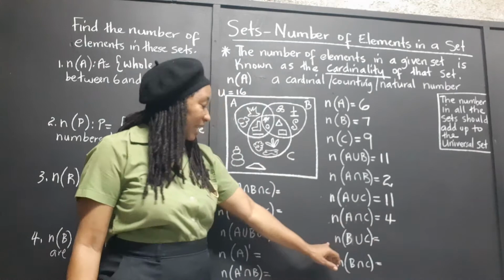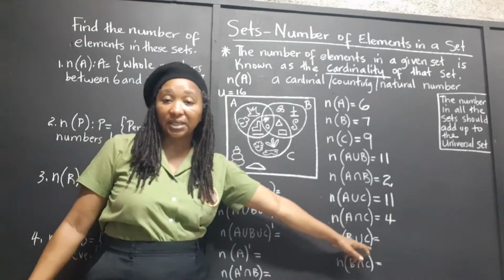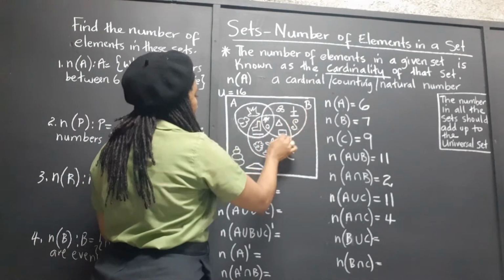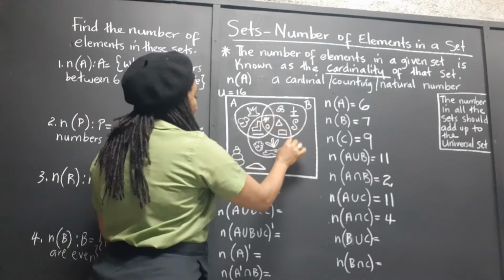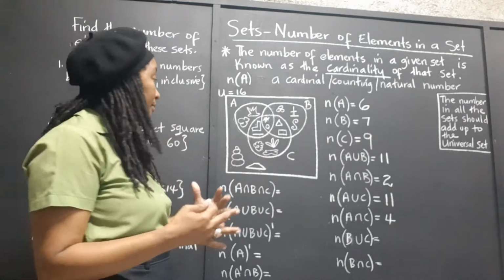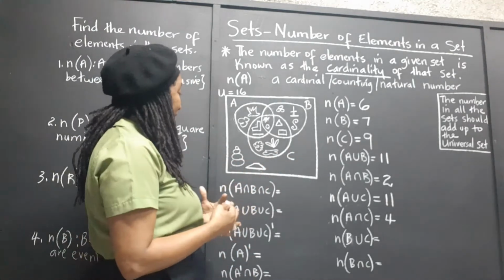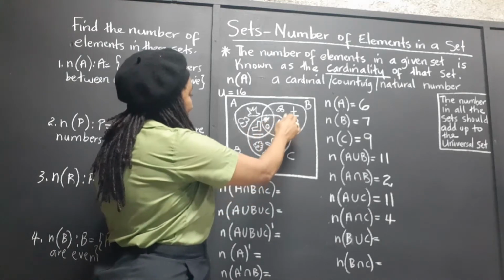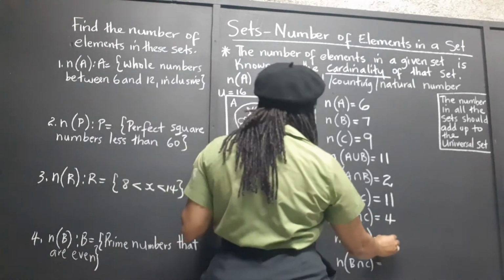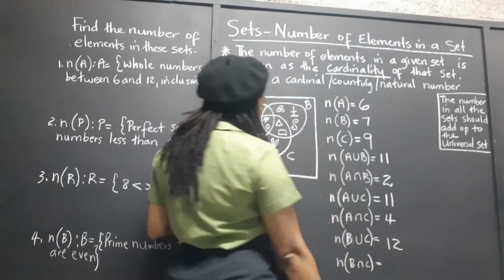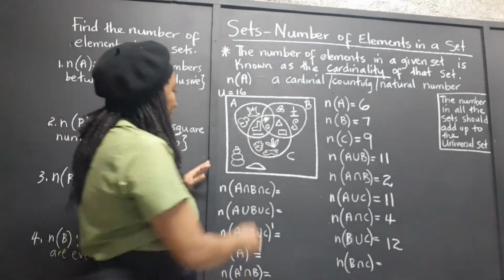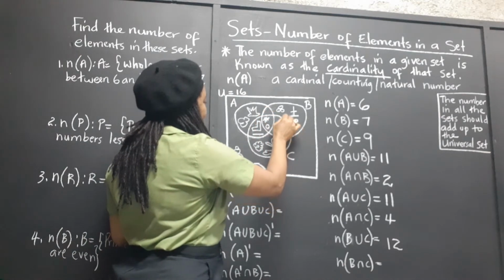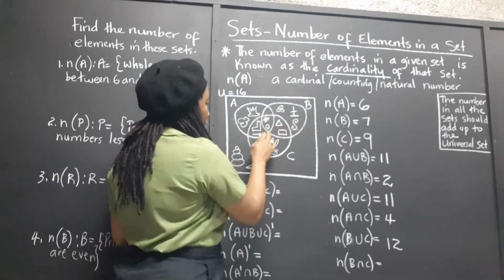How about the number of elements in B union C? So that's B, that's C. We want their union, combining them. 1, 2, 3, 4, 5, 6, 7, 8, 9, 10, 11, 12. And B intersects C, so that's where B overlaps or intersects with C. 1, 2, 3, 4.